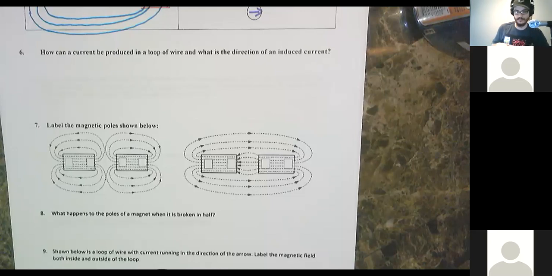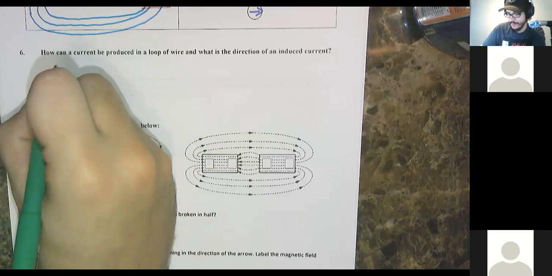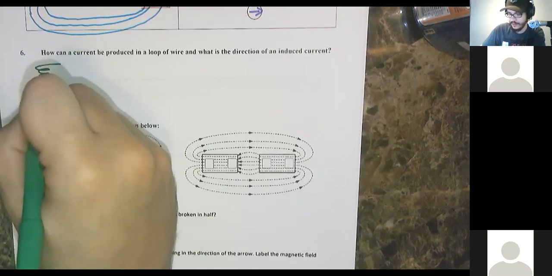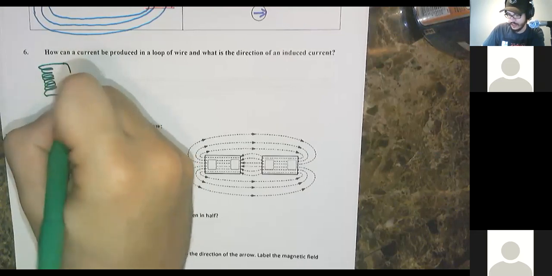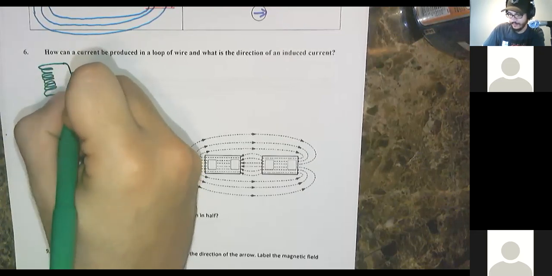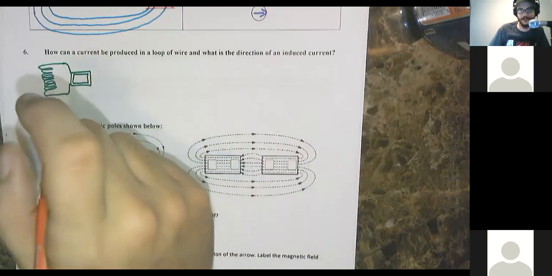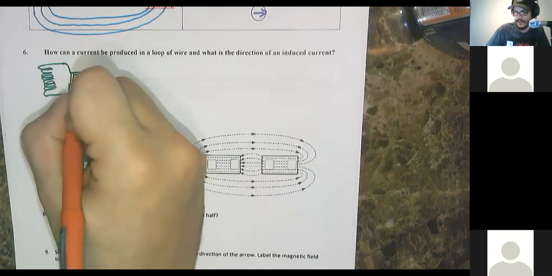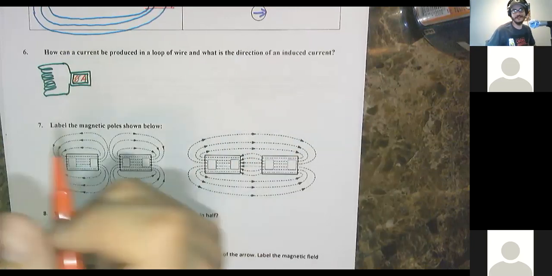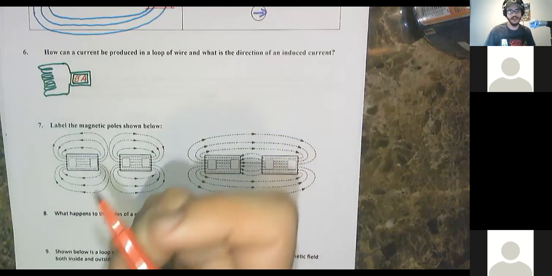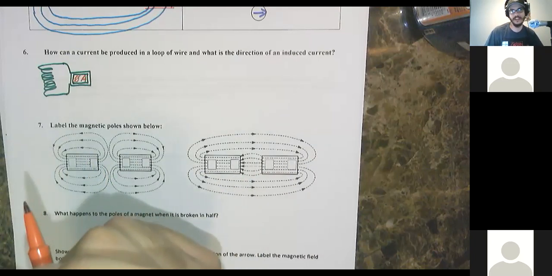How can current be produced in a loop of wire? And what is the direction of the current that you make? Well, if I have a loop of wire, like a solenoid, and I just connect it to an ammeter, and that's all there is, just a wire attached to a current reader, no battery involved, no magnets involved, nothing, it's going to say 0 amps of current. Well, it's just a wire. A wire doesn't have a current in it just because it exists and has been bent.